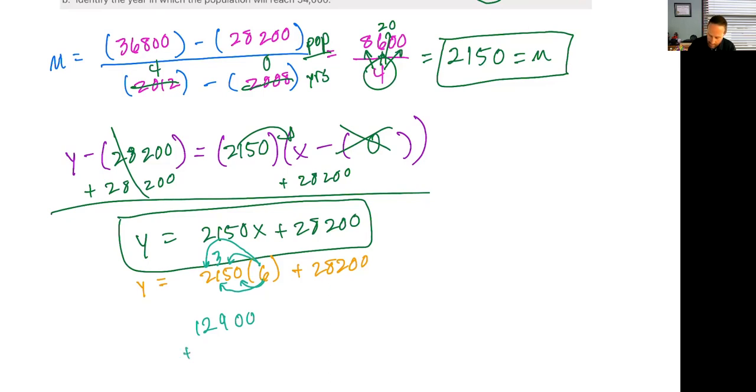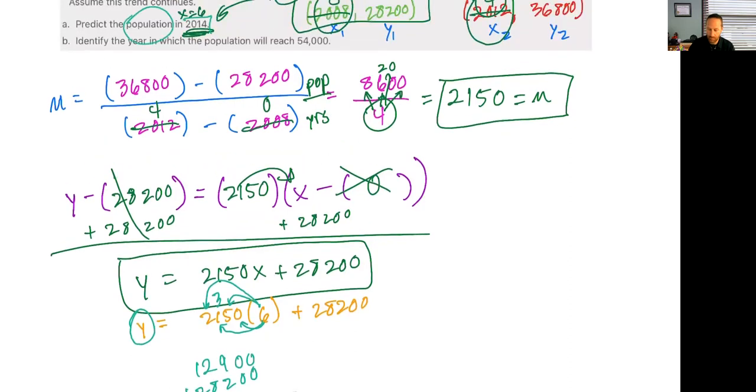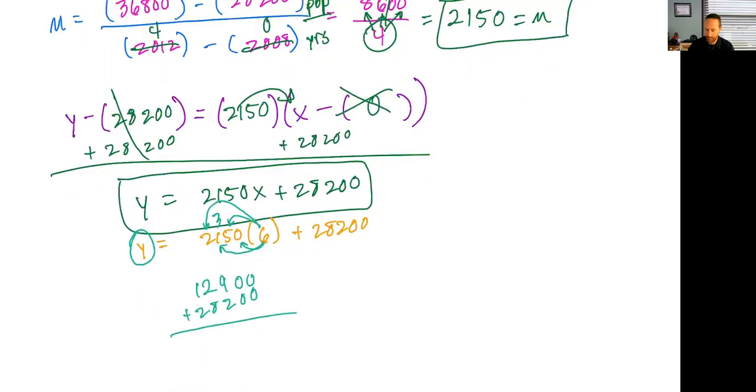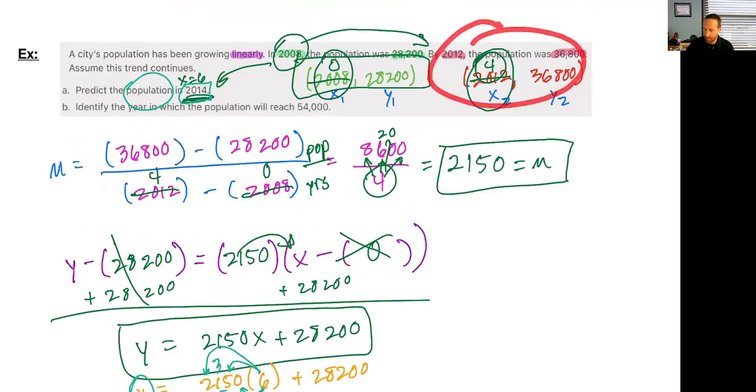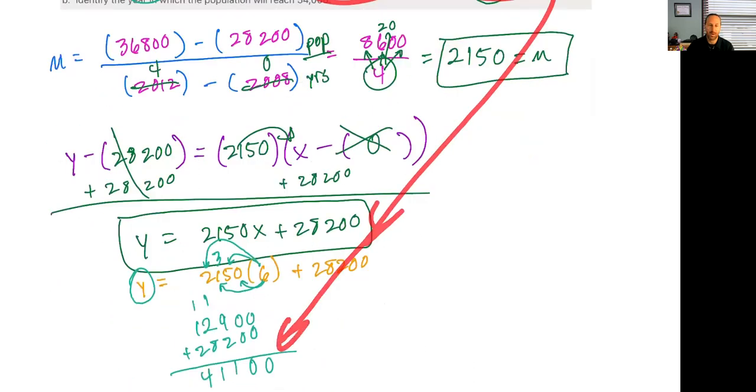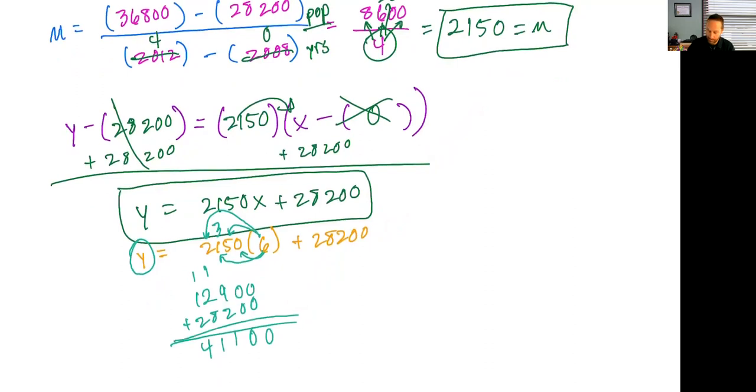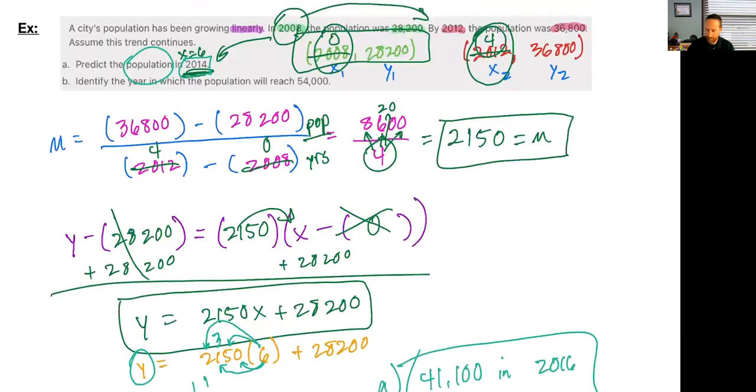Now I'm going to add that 28,200 to that, and that will give me my output, which in this case was the population after the 6 years in 2014. 0, 0, 11, that's 10 plus 1, another 11. 2 plus 2 is 4. And remember, if you did it correctly, it should definitely be more than what we had before. Now we've grown to 41,100 people. In the year 2016, that was part A. Sorry, 2014.